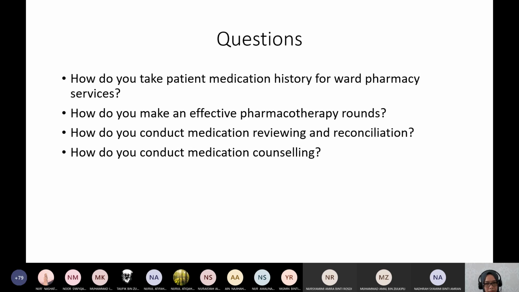Tak ingat? Sebab tak ada position dalam government dah. So, tak ingat. Apa job scope? Dia supply UOU, UOD ke? Buat pharmacy or clinical pharmacist ni, dia buat apa? Medication trolley.